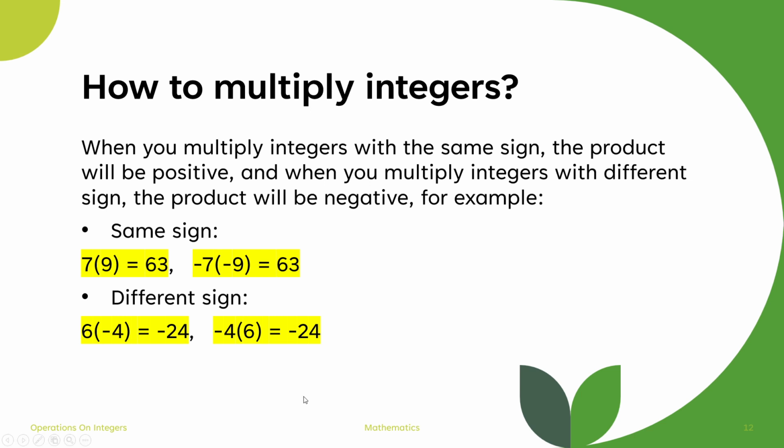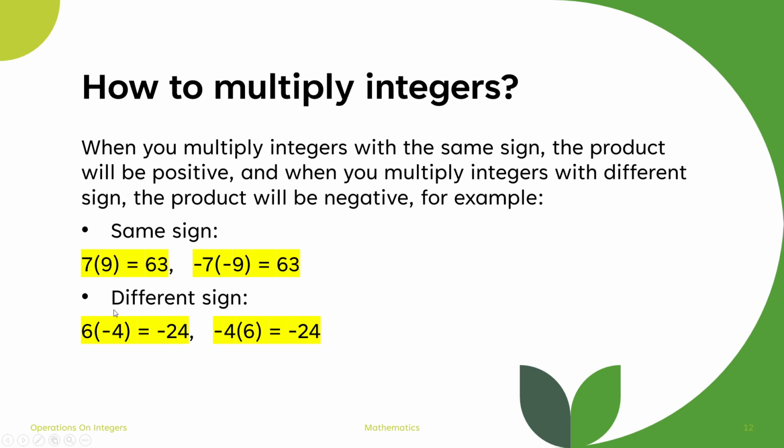Okay, now let's continue. For example, here I provided examples of the same sign, and here I wrote 7 times 9 equals 63. These integers are positive, so we get positive 63. The same way when you put two negative integers when you are multiplying them. Negative 7 times negative 9 equals 63. Even when you multiply two negative integers, you get the same product as when you multiply two positive integers.